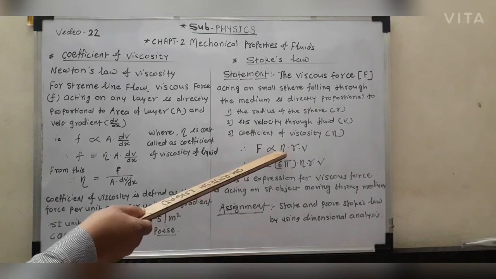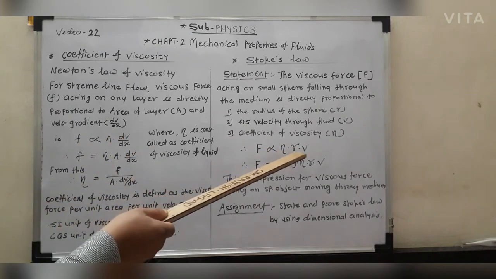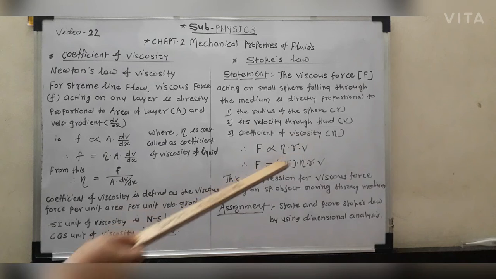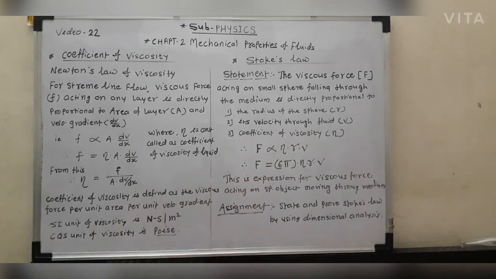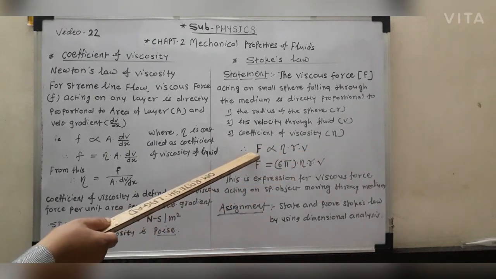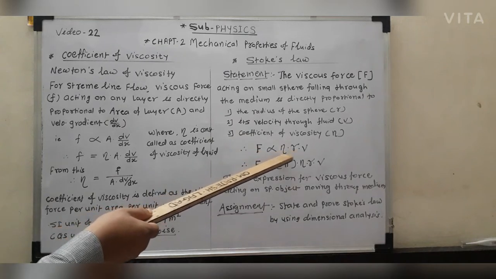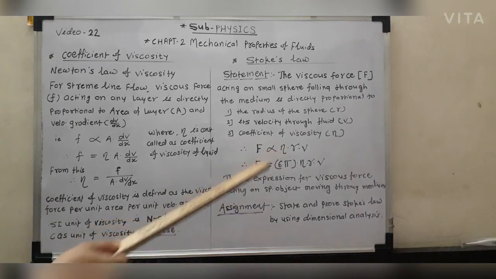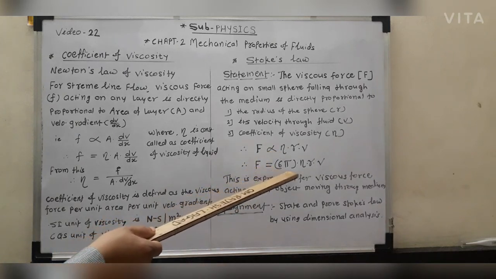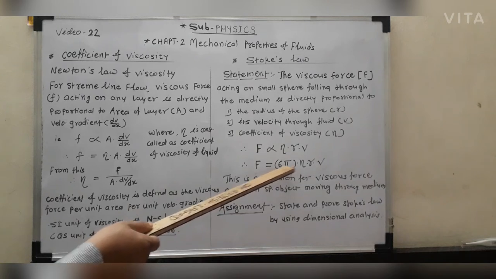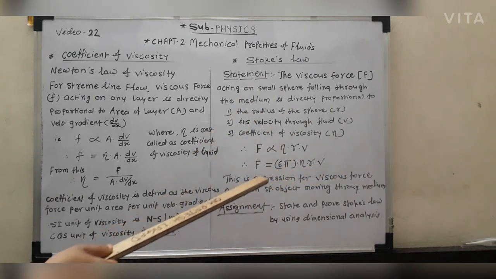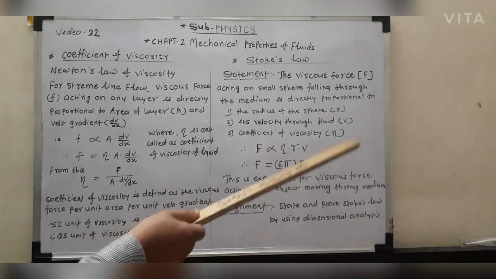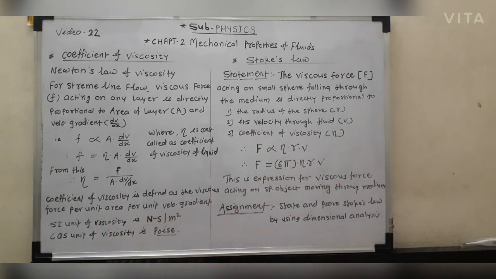Eta is the coefficient of viscosity, r is the radius of the sphere and v is its velocity through the fluid. Therefore, mathematically F is directly proportional to eta into r into v. Then we remove the proportionality sign: F is equal to 6 pi eta r v, where 6 pi is the proportionality constant. This is the expression for the viscous force acting on a spherical object moving through the medium.